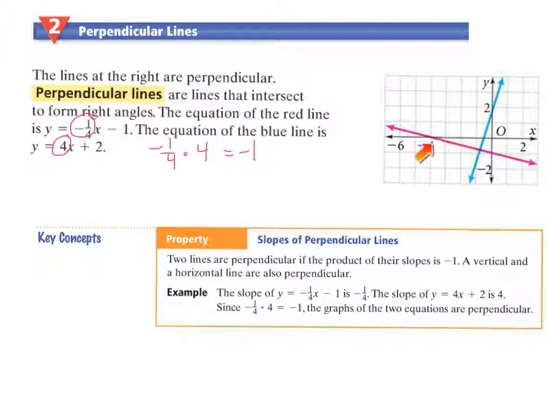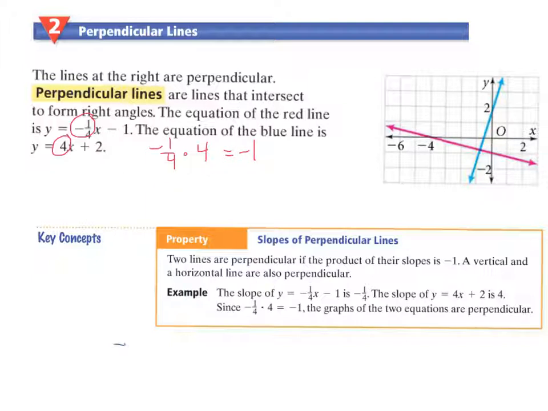So you'll notice up here in our example, if you took negative 1/4 and 4, negative 1/4 times 4 gives you negative 1. Therefore, the graphs of these two equations are perpendicular. The other thing you're going to need to know is that those two numbers are actually the negative reciprocals of each other. Negative 1/4 and 4 are negative reciprocals.